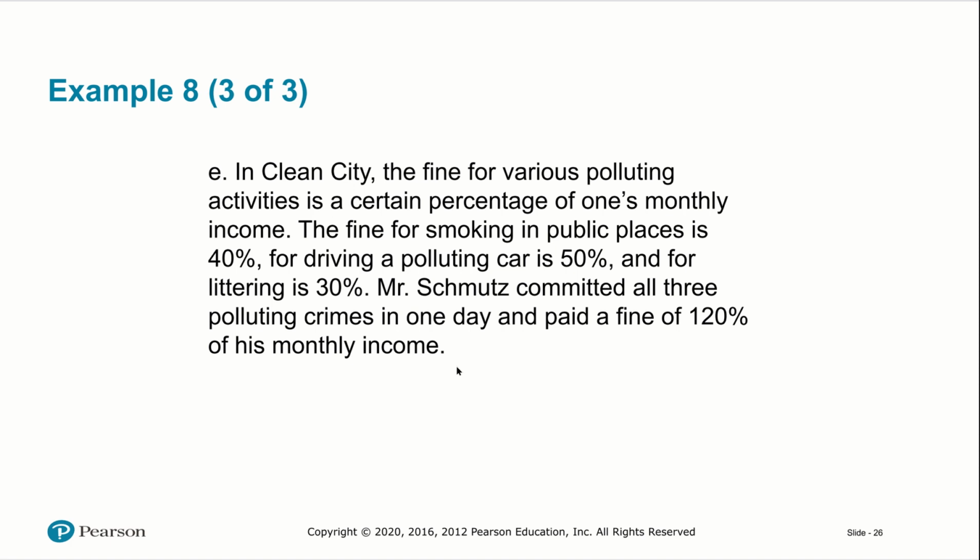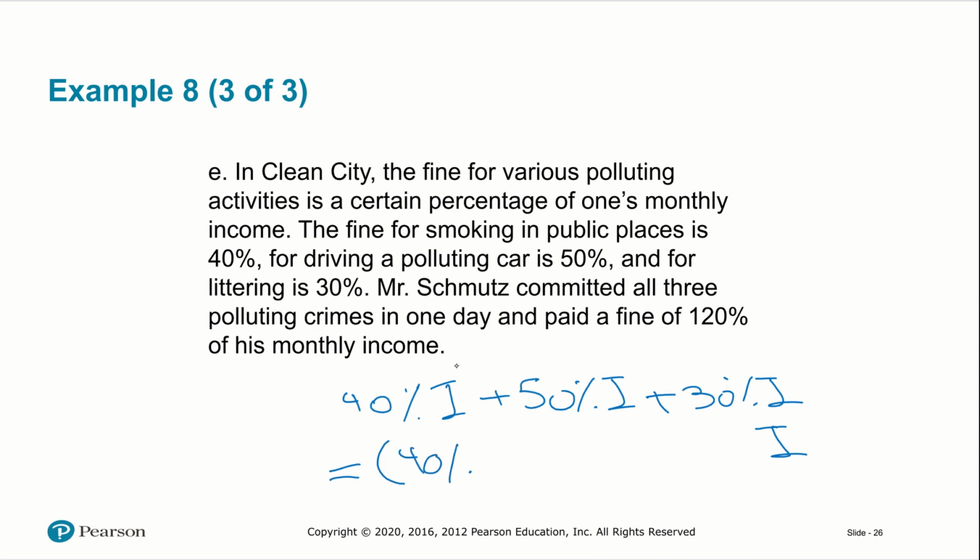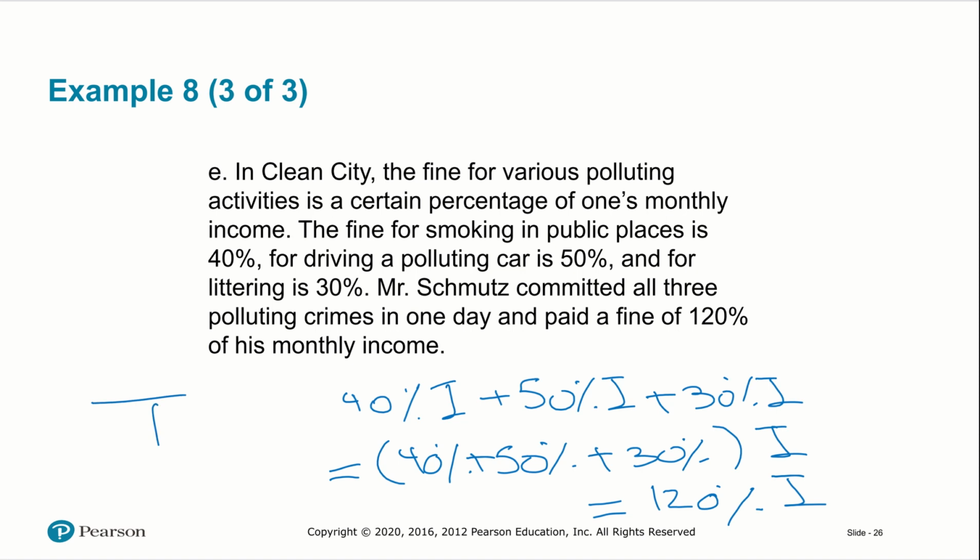Well, first of all, yes, we can add those percentages because they're all percentages of the same thing, right? So let's just call it monthly income, or I. So 40% of I plus 50% of I plus 30% of I. Yes, you can indeed factor out the I and just add the percentages. And indeed, we end up with 120% of I. So yes, this is true. Mr. Schmutz was in deep trouble that month. Okay, that's that. Let's proceed.